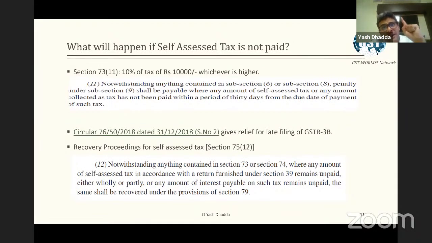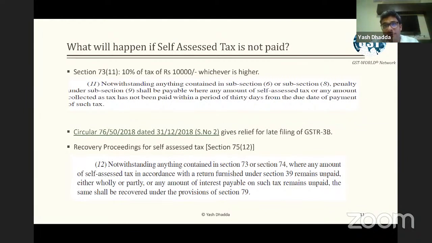And interestingly, 73(11) starts with a non-obstante clause and it overrides subsection 6 and subsection 8. Subsections 6 and 8 talk about passing an order and those things. Meaning thereby, the law says that if you do non-compliance of Section 59 for a period of more than 30 days, then there is a provision which says you can be slapped with a penalty of up to 10% of the amount of tax or 10,000 rupees.